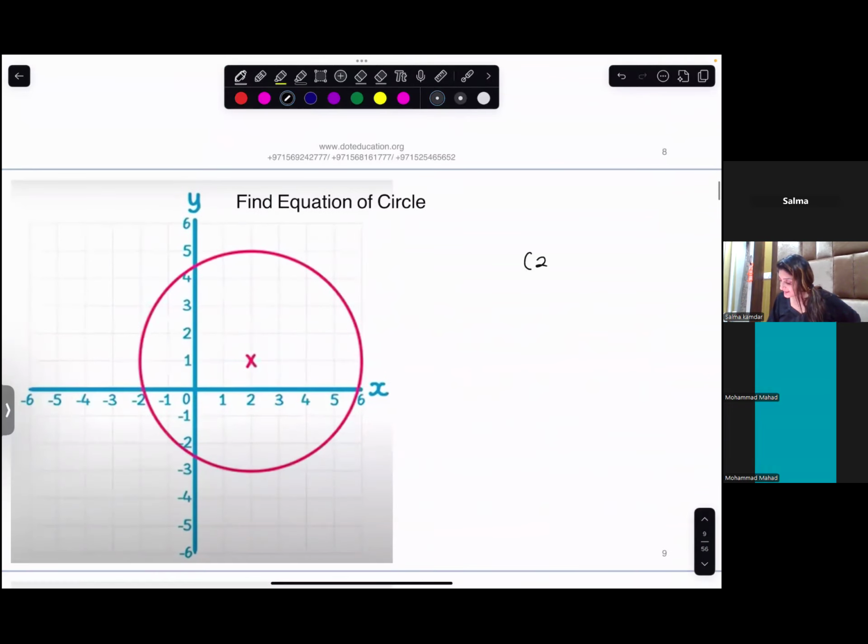If my center is 2, minus 3, can you give me the equation of the circle? It's going to be x minus 2 the whole squared plus y plus 3 the whole squared equals r squared.